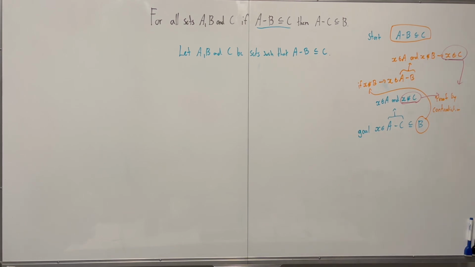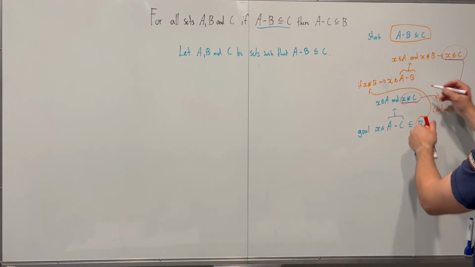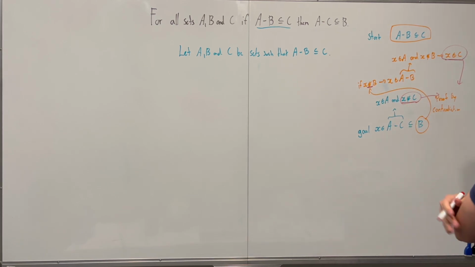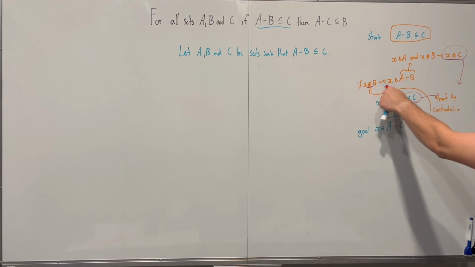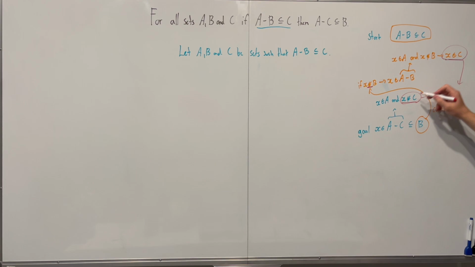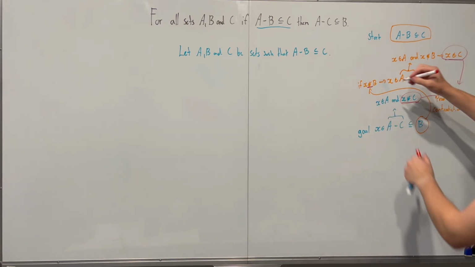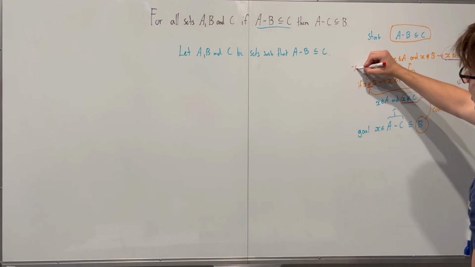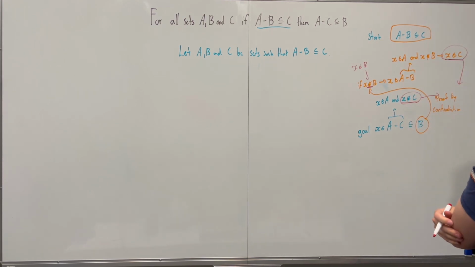So it must be then that this all started by assuming this to be true. So if this is true, it leads to a contradiction of x being in C and x not being in C, then it must mean that the opposite is true. X must be an element of B.